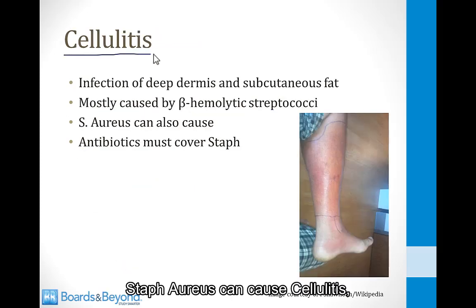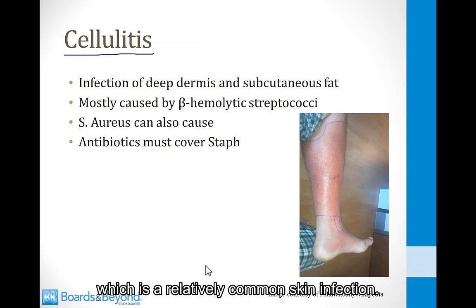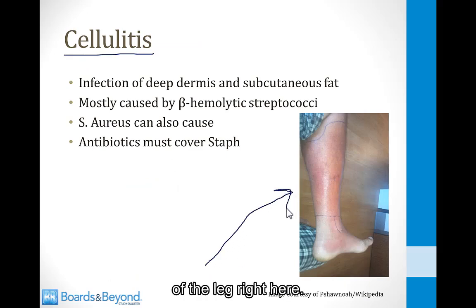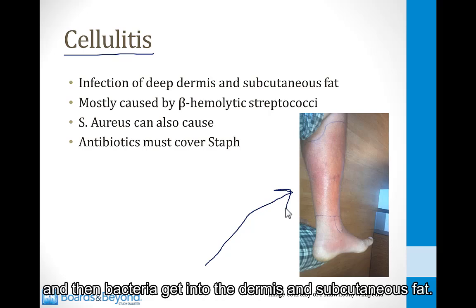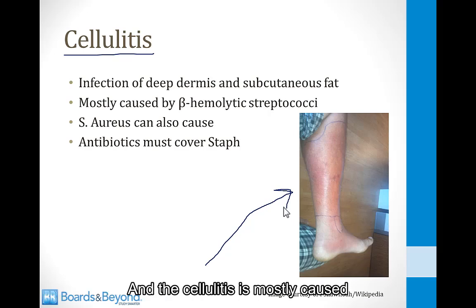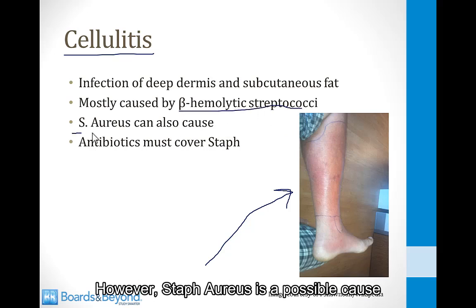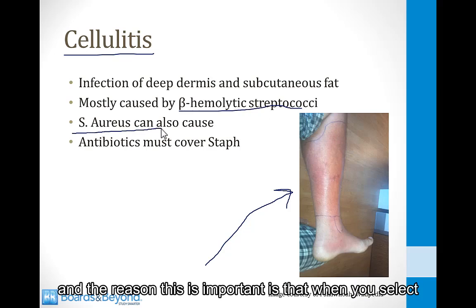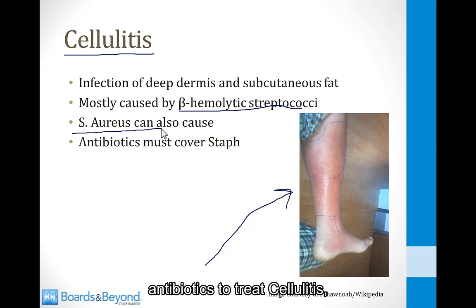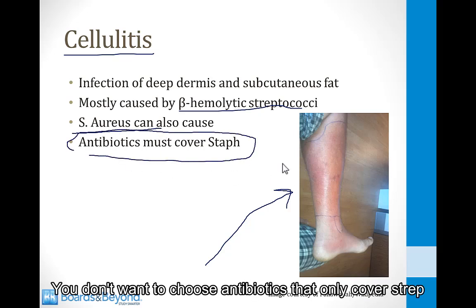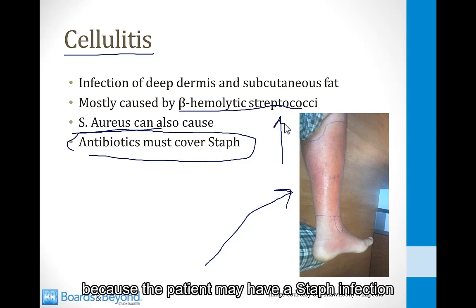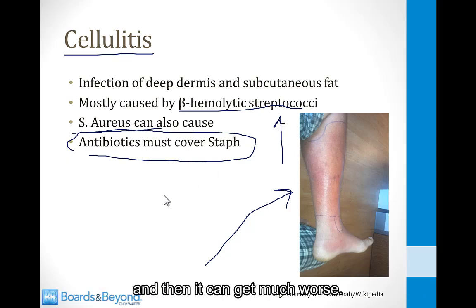Staph aureus can cause cellulitis, which is a relatively common skin infection. This is a picture of somebody with cellulitis of the leg right here. It often happens after patients get an injury, like a cut, and then bacteria get into the dermis and subcutaneous fat. And the cellulitis is mostly caused by beta-hemolytic streptococci. However, Staph aureus is a possible cause, and the reason this is important is that when you select antibiotics to treat cellulitis, you often select antibiotics that cover staph. You don't want to choose antibiotics that only cover strep because the patient may have a staph infection and then it can get much worse.